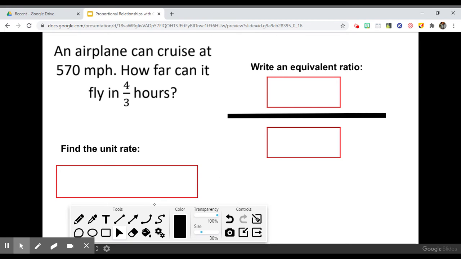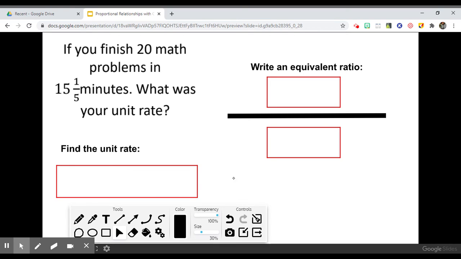An airplane can cruise at 570 miles per hour. How far can it cruise in 4 hours? Okay, so this one is not telling me how many miles it's going. It's technically giving my unit rate. I'm going to skip this slide just because we're not there yet.